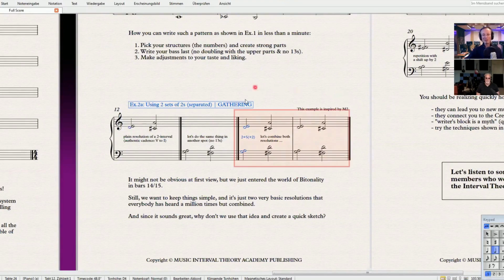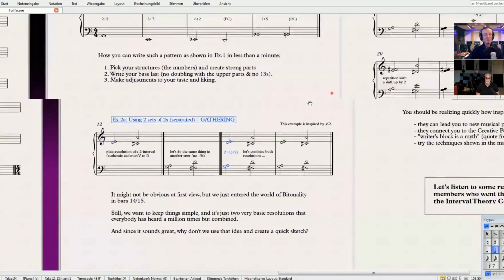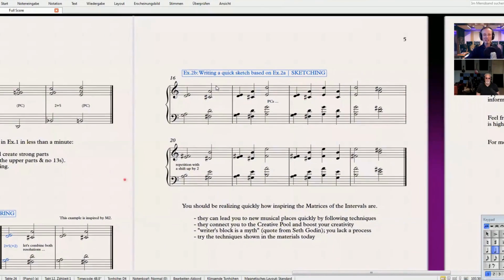So I thought, this sounds great, these 2 bars. Let this become my gathering, just these 2 bars. And you know the 3-step process by now. Let's use our gathering and put it into a format that we can use as a sketch. And this is exactly what I did right here.